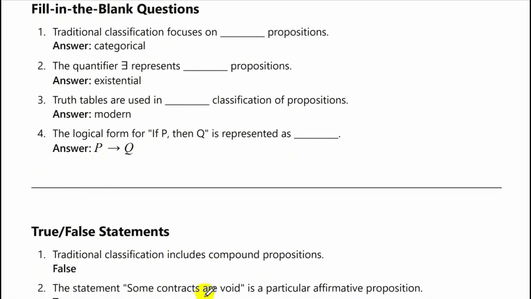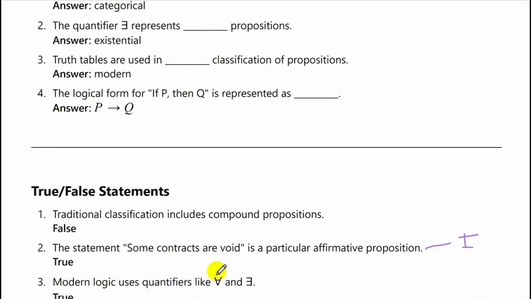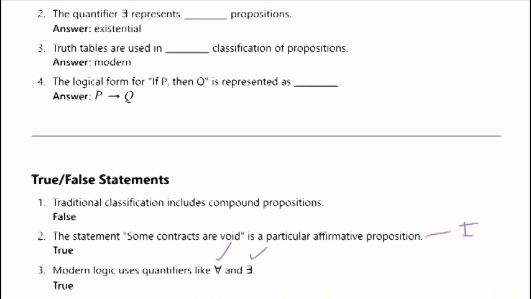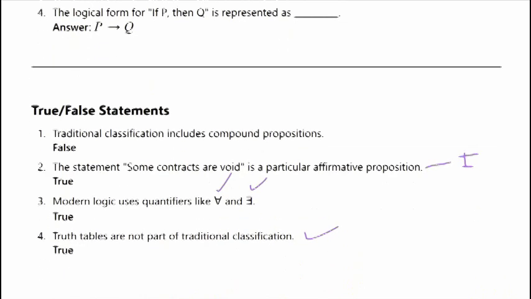The statement some contracts are void is a particular affirmative proposition. That's correct. It is a particular affirmative proposition and it is represented by type I. Modern logic uses quantifiers like universal and existential. True. Truth tables are not part of traditional classification. True. It is part of modern logic or modern classification.